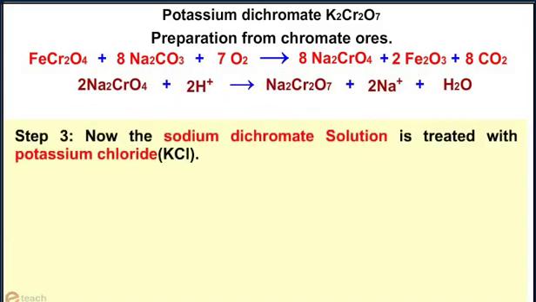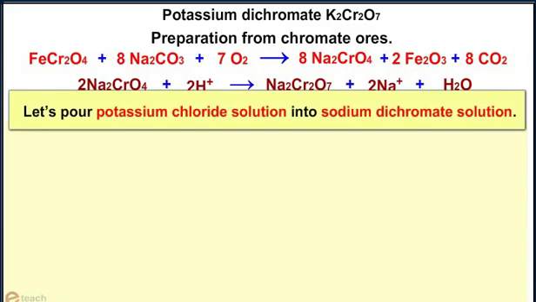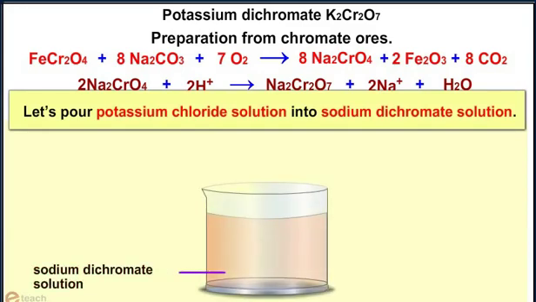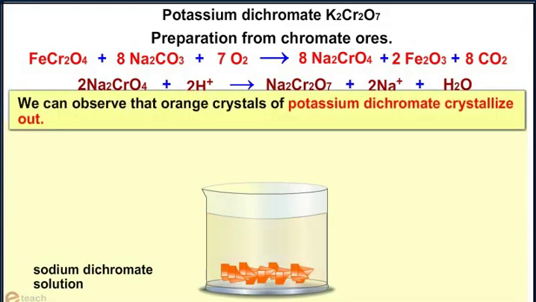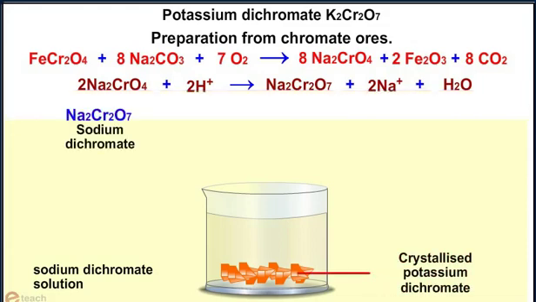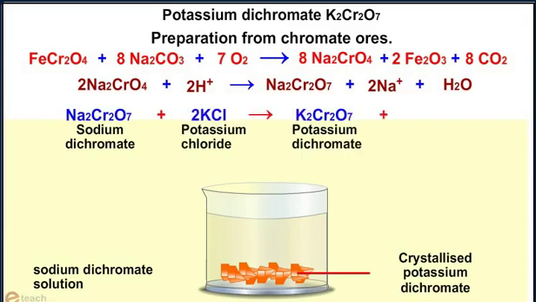In step 3, the sodium dichromate solution is treated with potassium chloride. Let's pour potassium chloride solution into sodium dichromate solution. We can observe that orange crystals of potassium dichromate crystallize out. The reaction is given by sodium dichromate plus potassium chloride gives potassium dichromate plus sodium chloride. The orange crystals are of potassium dichromate.